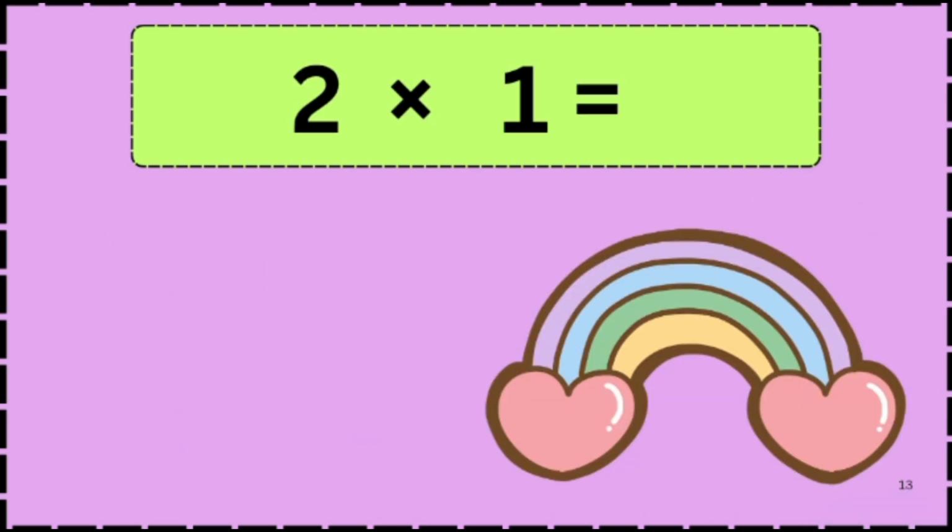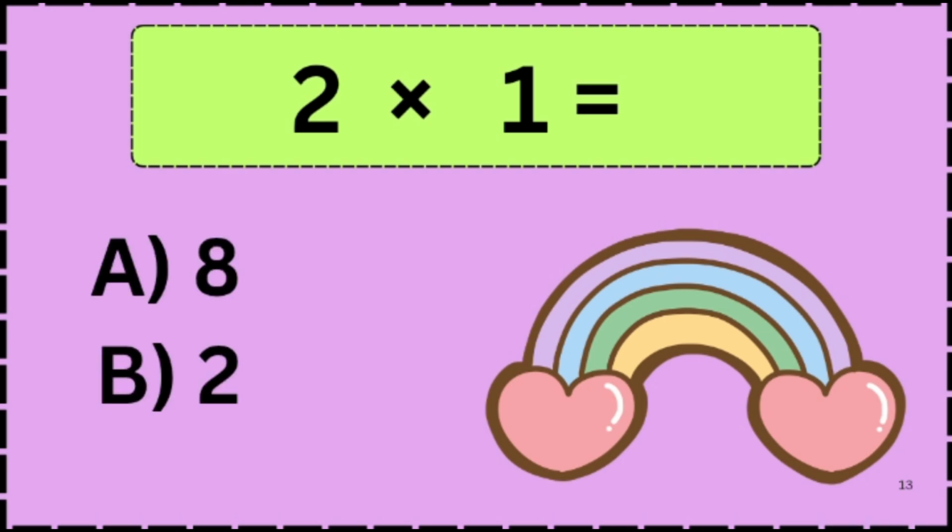2 times 1 is equal to A 8, B 2, C 30. The answer is B 2.